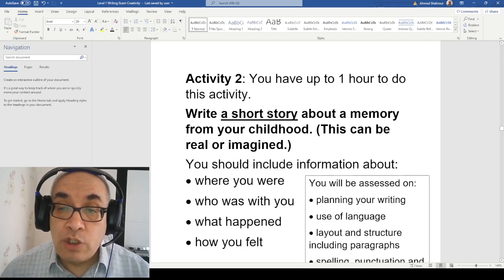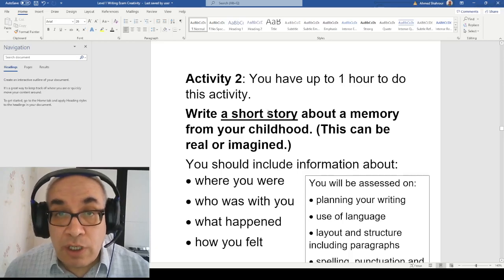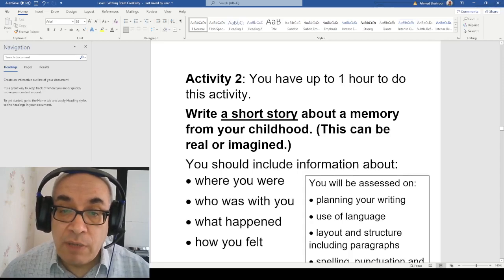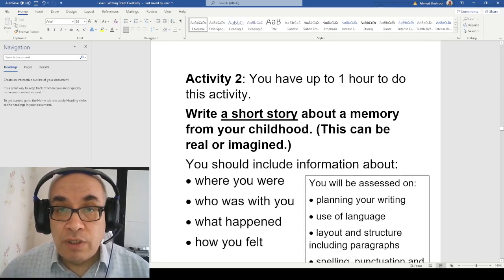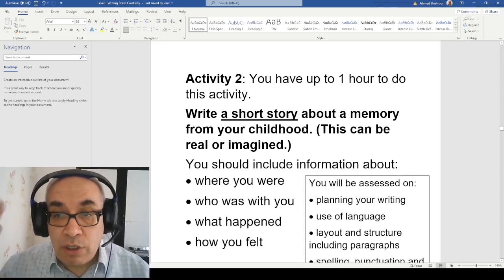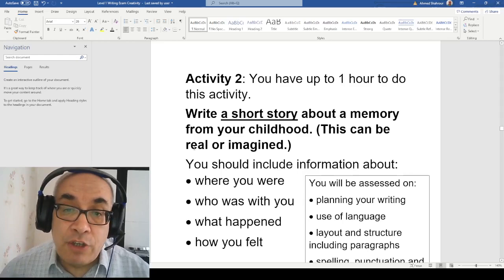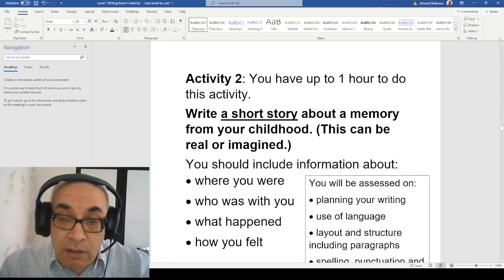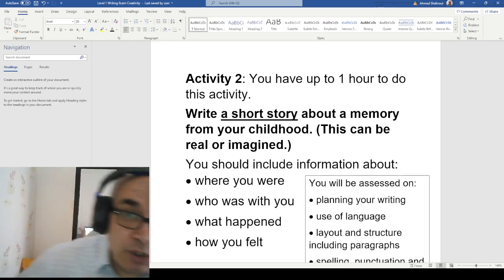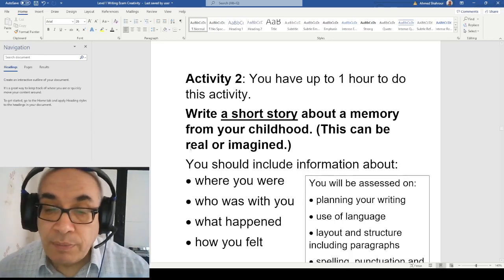Write a short story. So what's the question? You have to write a short story about a memory from your childhood. A memory from your childhood. So write a story about what? About a memory from your childhood. This can be real or it can be imagined. So you can imagine this, or maybe something really happened to you.